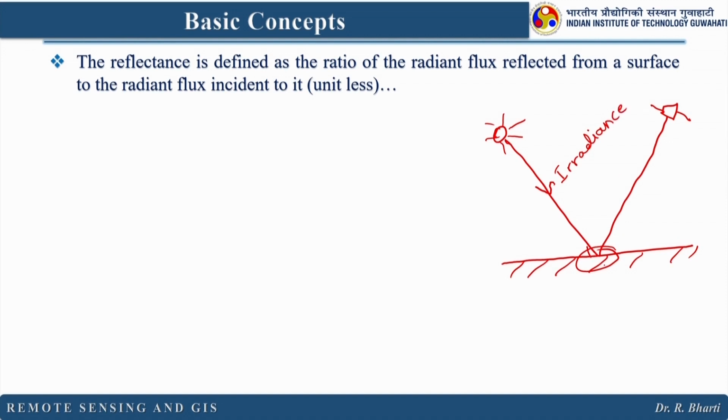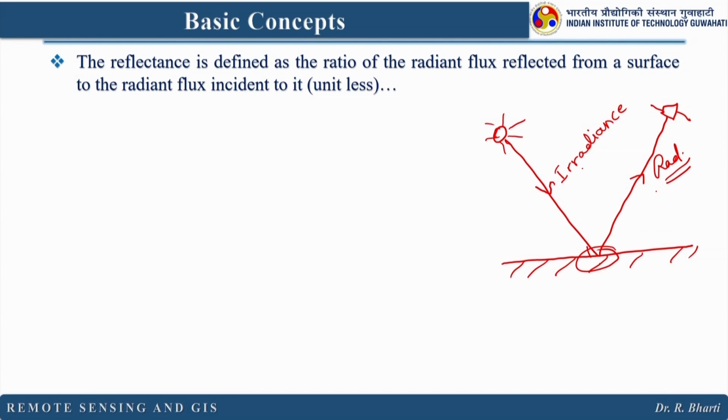And the reflected energy from our surface which is reaching our sensor, that is called radiance, right. So, what do you mean by radiance and reflectance? When you measure this, it is called radiance, where all these angles are involved. That is why you have the unit watt per meter square per steradian, right.